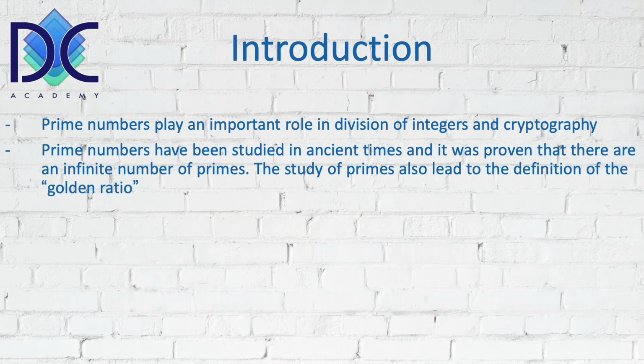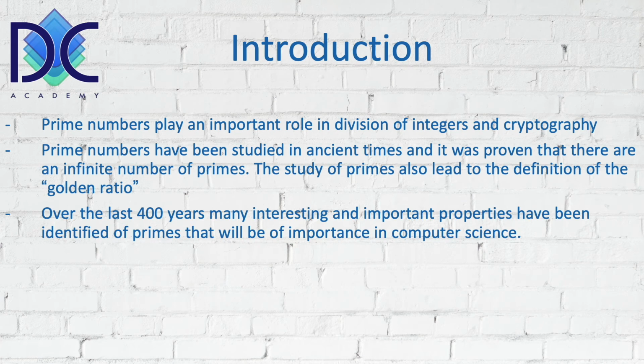People have been proving a lot of things about prime numbers. For example, one of the properties of prime numbers is that there are an infinite number of primes. Another element that came from the study of prime numbers is what we call the golden ratio. Over the last 400 years, many interesting and important properties of primes have been identified, and they will be very important in computer science, and we will look deeper into them.